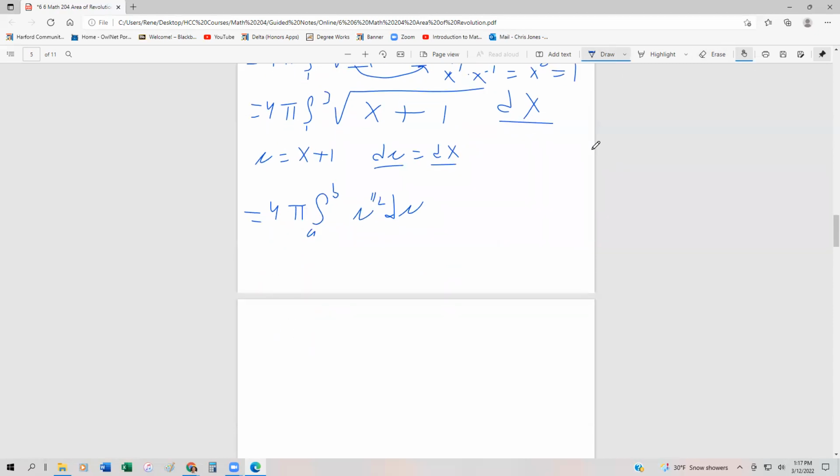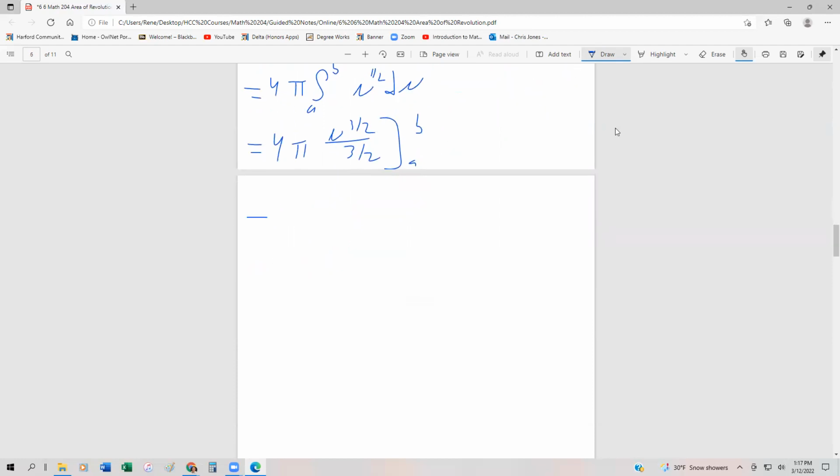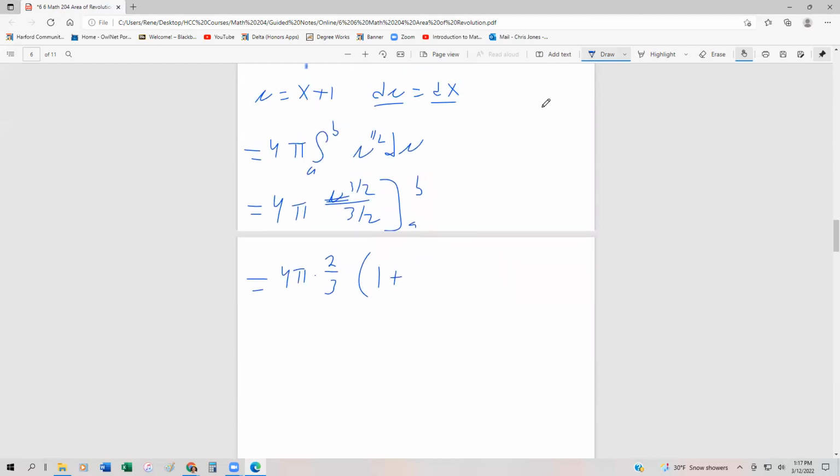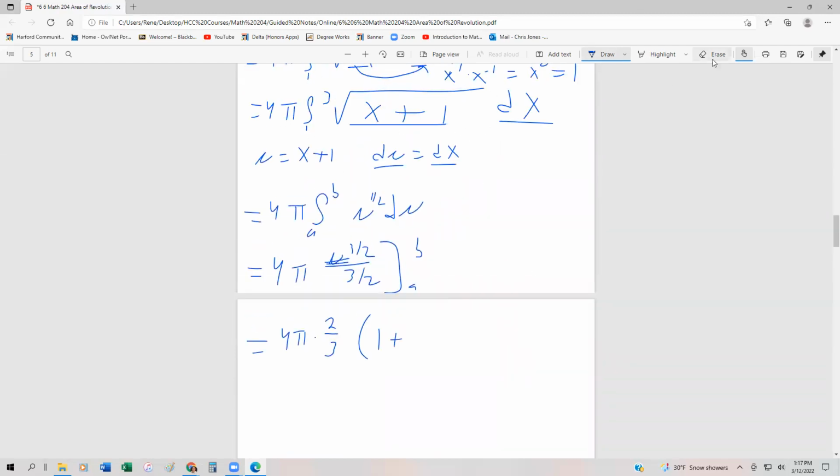And now we can just integrate. So it's going to be 4 pi, u to the 3/2 divided by 3/2, from a to b, or 4 pi times 2/3. So I'll just go step by step. This would be 4 pi times 2/3. Instead of u to the 3/2, that's going to be 1 plus our x. Because remember, x plus 1 or 1 plus x, I'll just write it as x plus 1, because that's what it was originally. Don't forget your 3/2 power, and that's from 1 to 3.